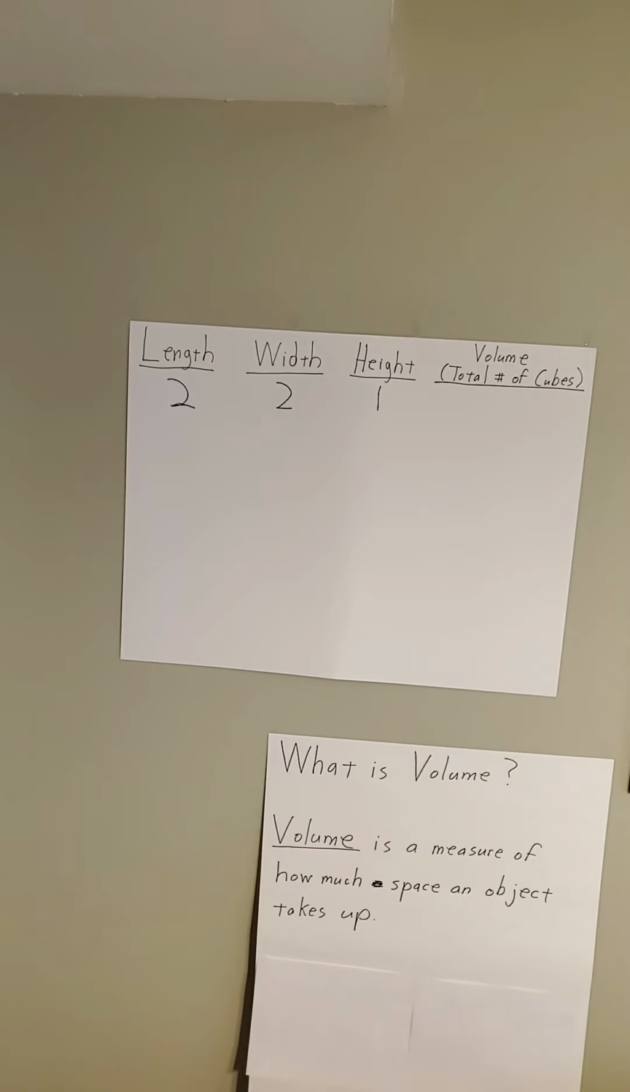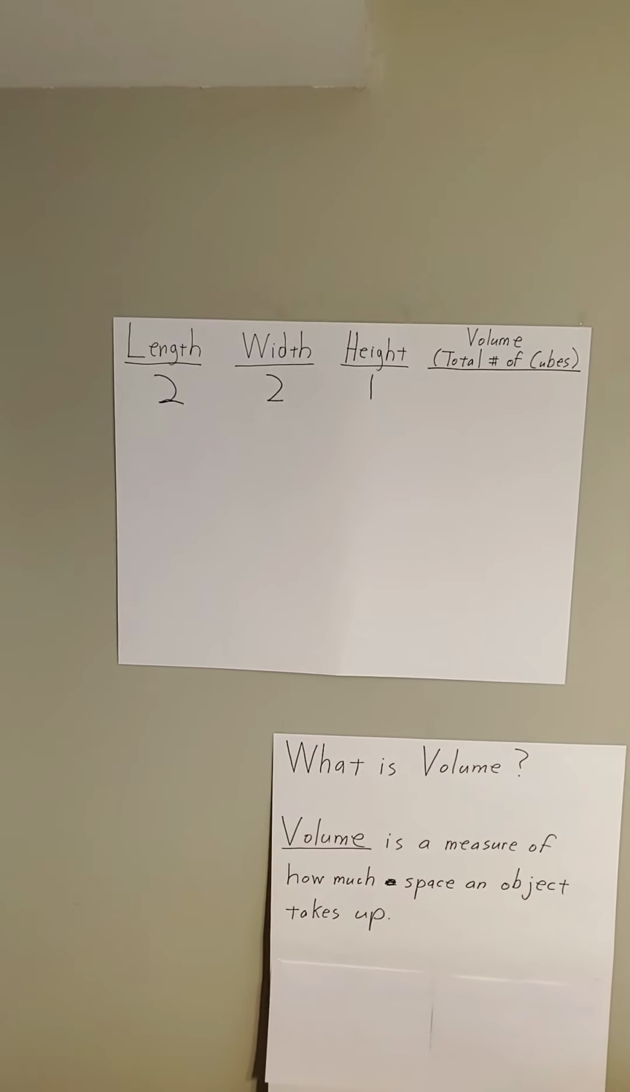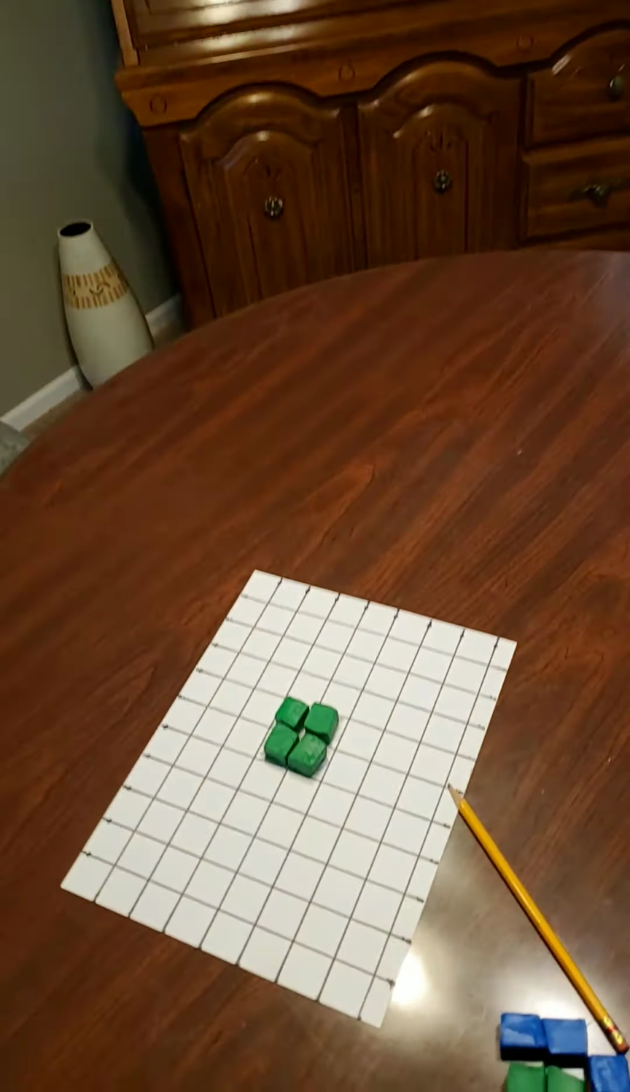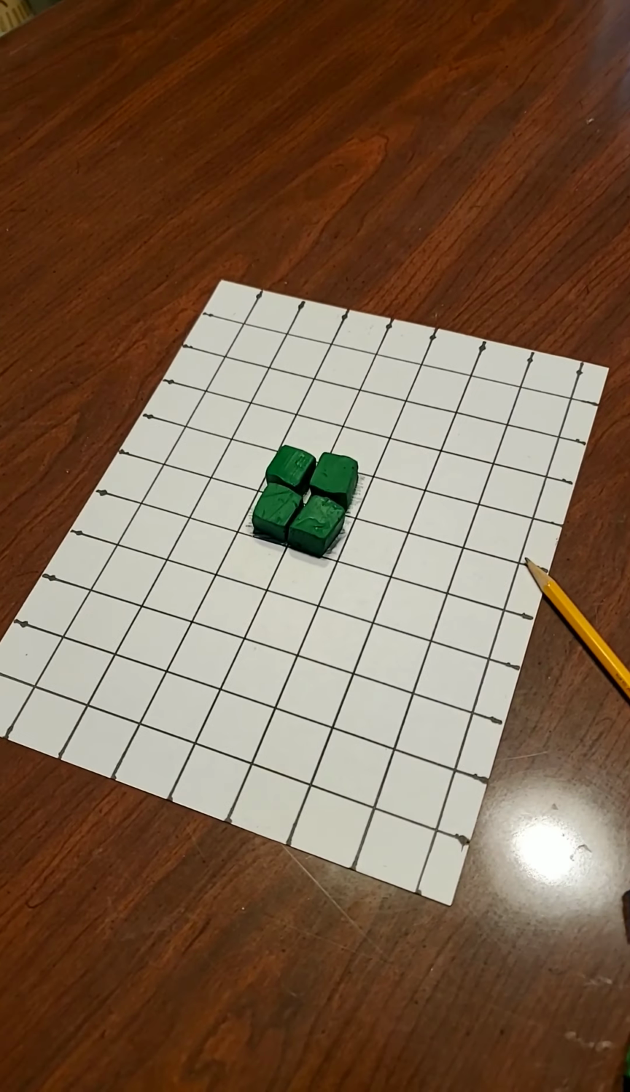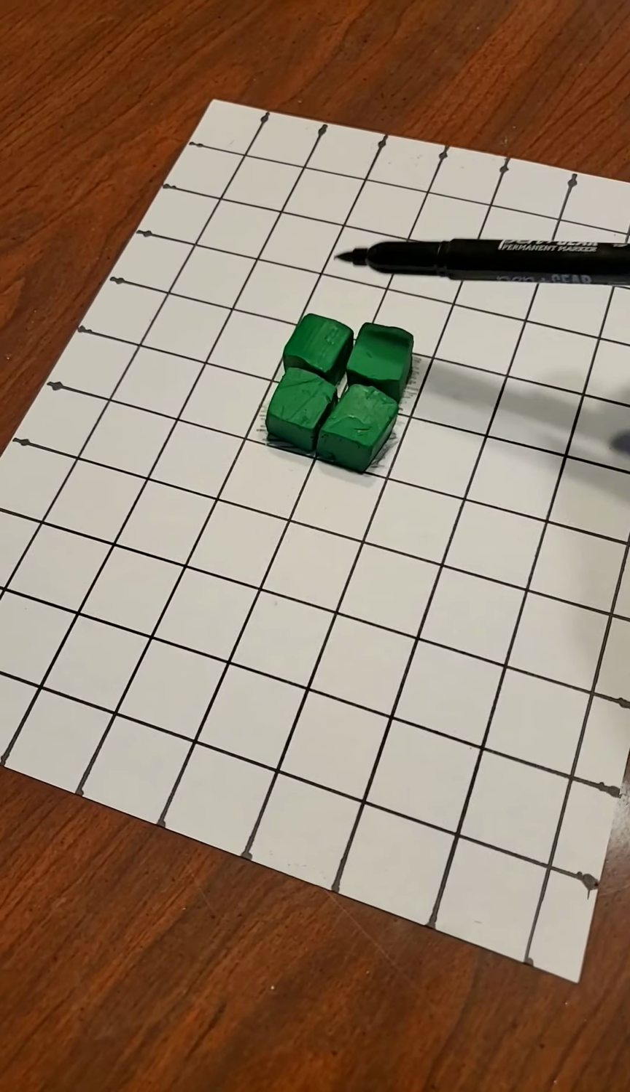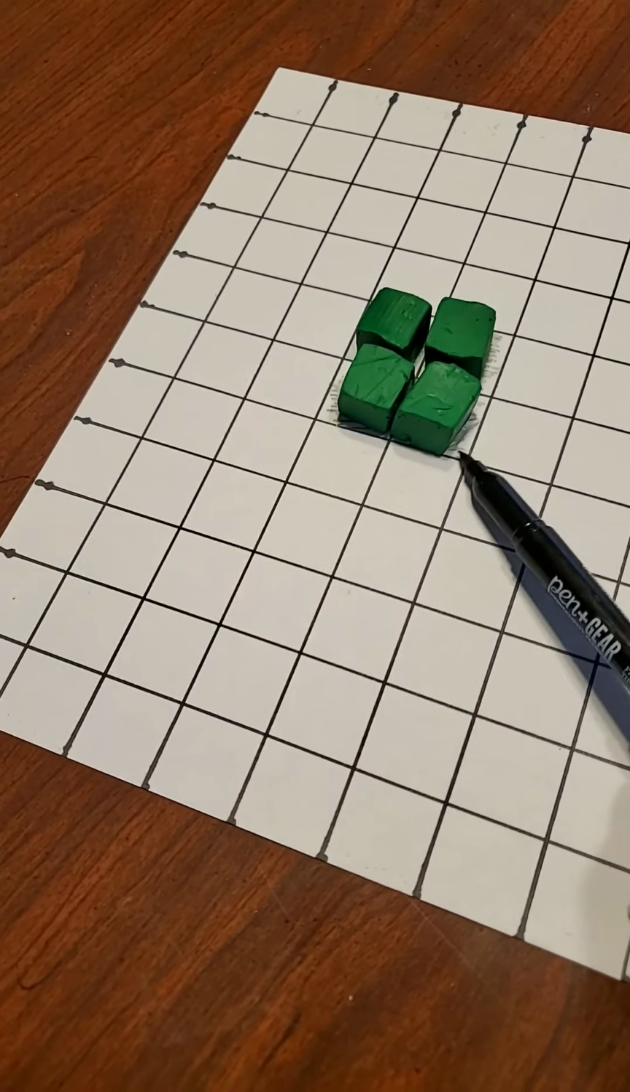So it's 2 inches long, 2 inches wide, 1 inch high. Now we're going to find our volume. What is our total number of cubes? Once again, they're 1 inch on all sides. So this is our length, this is our width, this is our height.